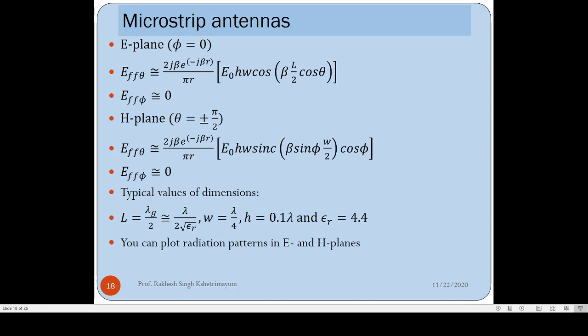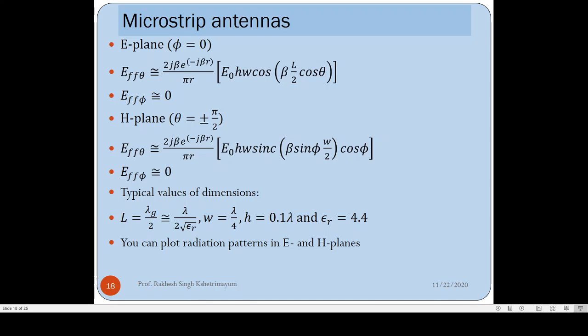FR4 is usually used for 1 to 10 GHz. If you go for higher frequency, you have to go for RT Duroid substrate because the loss tangent for RT Duroid substrate is very low. The loss tangent for FR4 board is very high, but you can use it for low frequency applications. Once you put these dimension values in this expression, you can easily plot the radiation pattern in the E plane and H plane. Since I don't have much time, you can always do it. This is a very simple expression: one is a cosine function, and the other is a sine function and cos of phi. So you can easily plot the E plane and H plane radiation patterns of the microstrip antenna.